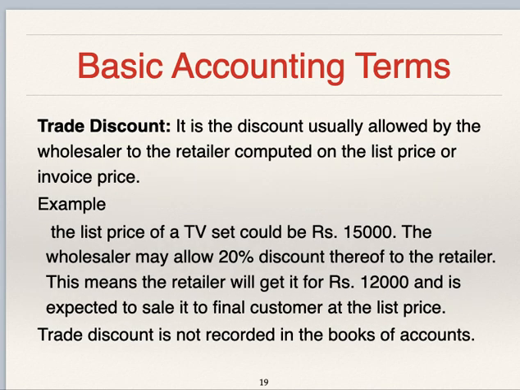Next is trade discount. Trade discount is discount usually allowed by a wholesaler to a retailer, which is computed on list price or invoice price. One example is given. The list price of a TV is 15,000. The wholesaler may allow 20% discount to the retailer. That means the retailer will get it for 12,000 and is expected to sell it to the final customer at the list price. Trade discount is not recorded in the books of accounts. So the discount given by a wholesaler to a retailer is known as trade discount. It is not to be recorded in the books of accounts, but the amount to be recorded is after deducting trade discount.